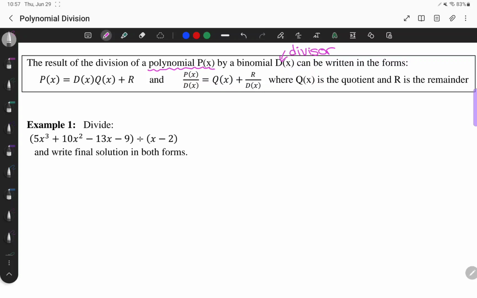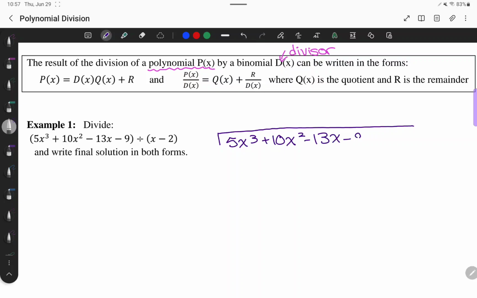So I'm going to do a similar thing, and again, the problem is going to get a little long, so try and give yourself enough space to do that division. I'm going to set it up like a similar division problem, and this is going to be pretty long. And we're going to put in our whole polynomial of 5x cubed plus 10x squared minus 13x minus 9. And we're dividing it by x minus 2.